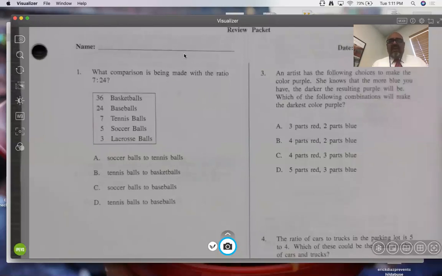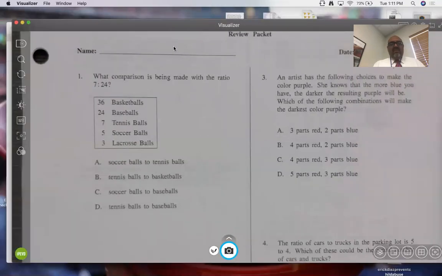First one, number 1: what comparison is being made with the ratio 7:24? Basic ratio problem. There's a lot of things I could see here. When I'm approaching this, this is basically what I would recommend. So you have your 7:24. Obviously, it's a ratio of some sort. So let's go ahead and look at our chart down here.